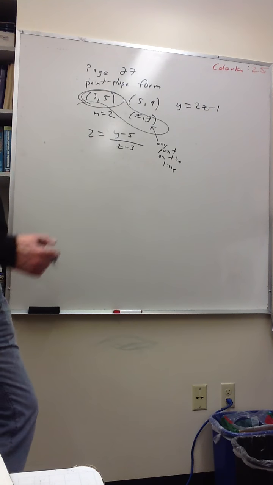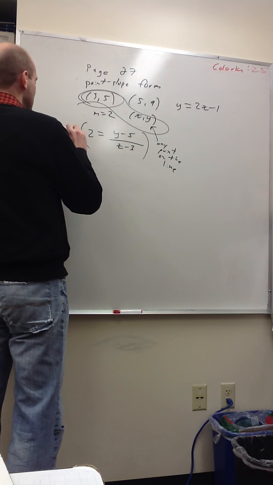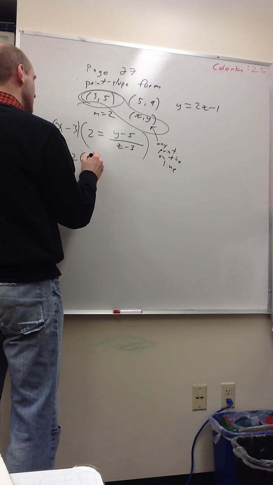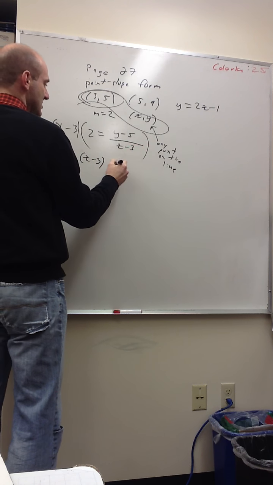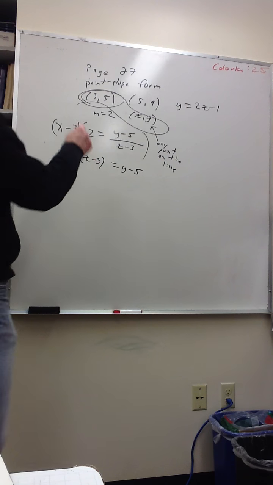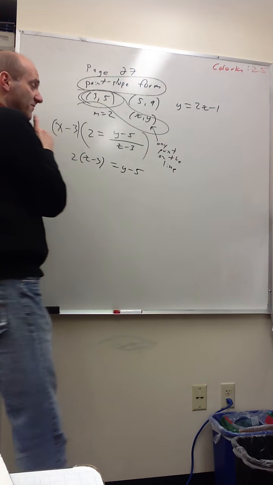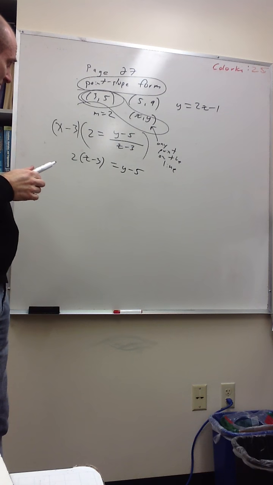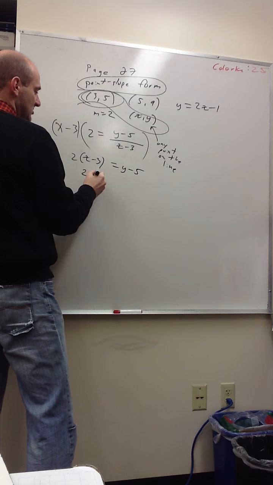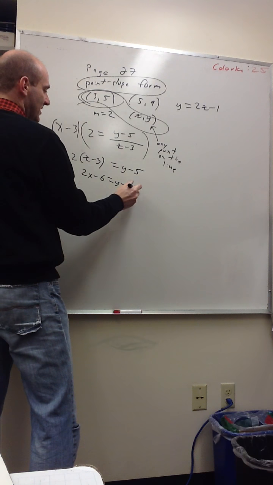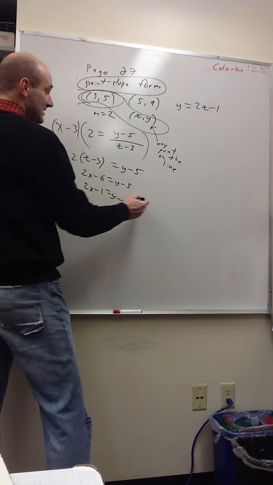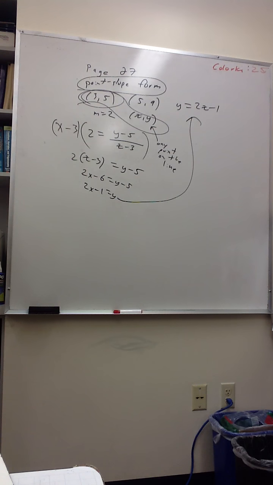But notice if I wanted to, I could multiply both sides of this equation by x minus 3. So here I'm going to get 2 times x minus 3. Here the x minus 3 cancels out, and I get y minus 5. And believe it or not, we have just derived what is called the point-slope form of a linear equation. And if you really want to, we could multiply this out, distribute the 2 to get 2x minus 6 equals y minus 5, add the 5 to both sides, and no big surprise, we've got the slope-intercept form of the line.